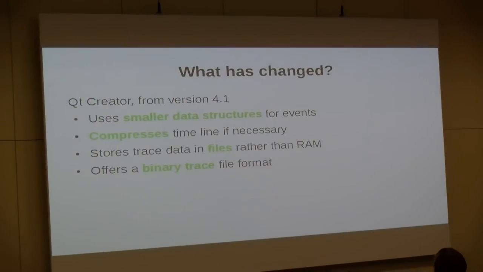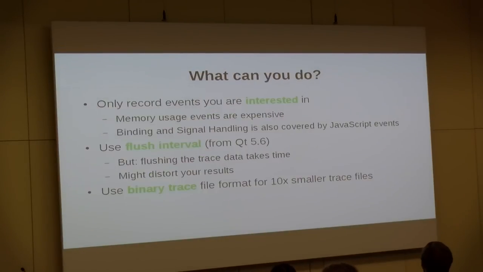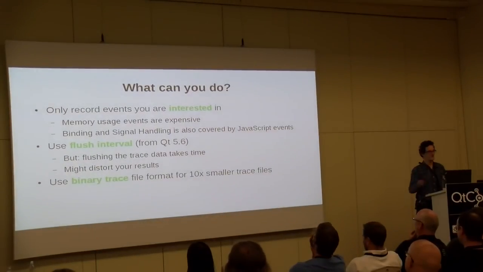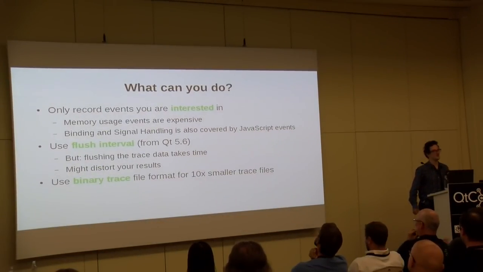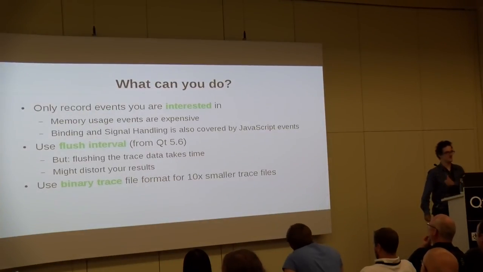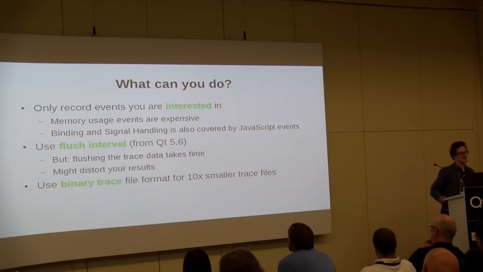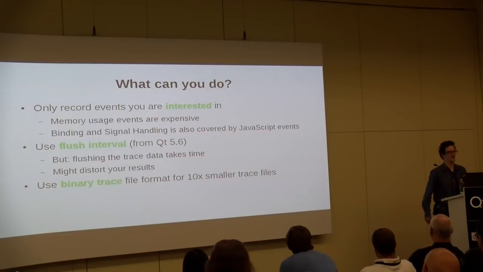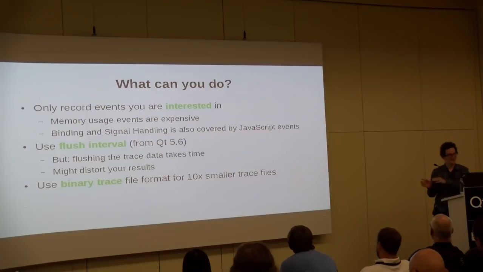Meanwhile, I can tell you what you can do to reduce the memory footprint of your QML traces. First, you should only record what you're interested in. I can tell you the most expensive thing to record are memory usage events. QML allocates a lot of memory, and each and every memory allocation is recorded and sent to Qt Creator if you record them. If you're not interested in that, better switch it off.